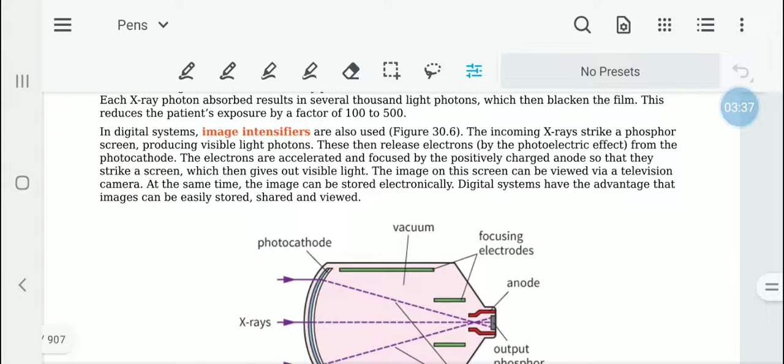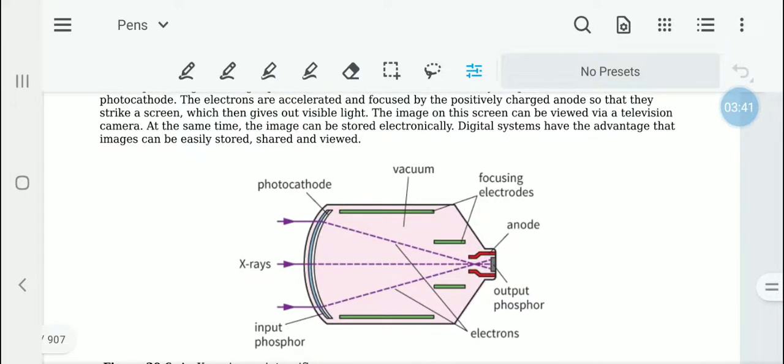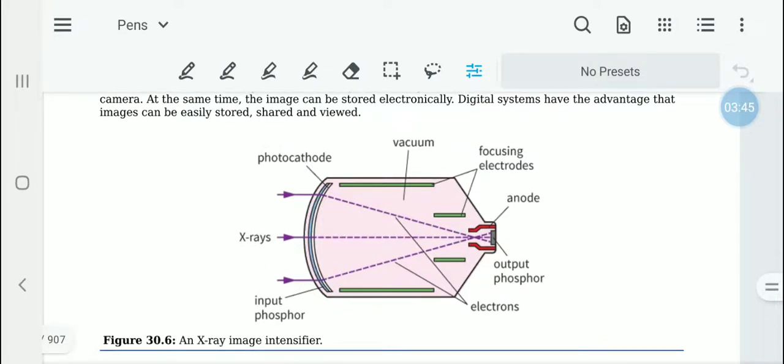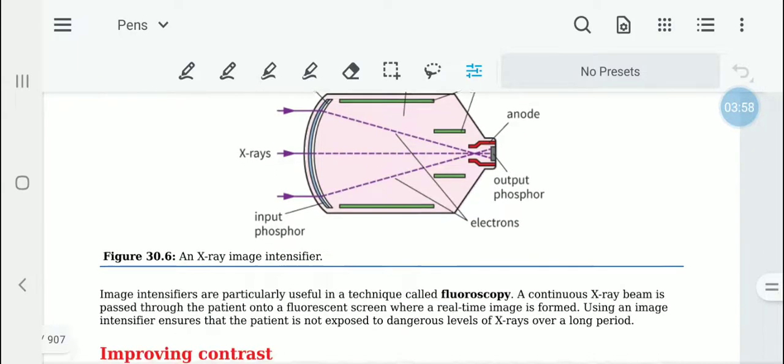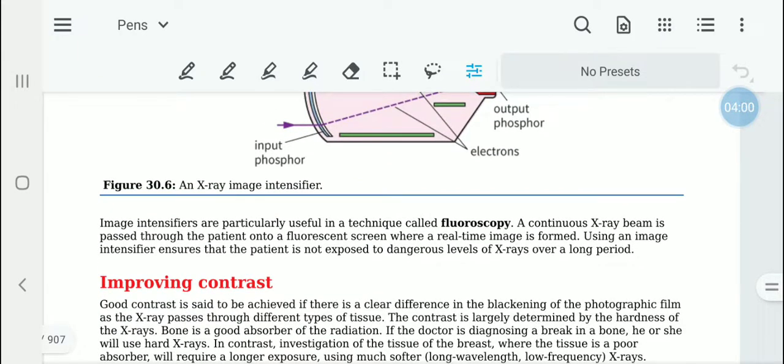So the images can be shared, stored and viewed, and in present-day scenarios, easily sent out. This is an X-ray image intensifier. As you can see, electrons are focused onto the anode, and they can be easily seen. This image intensifier is actually a very useful technique.